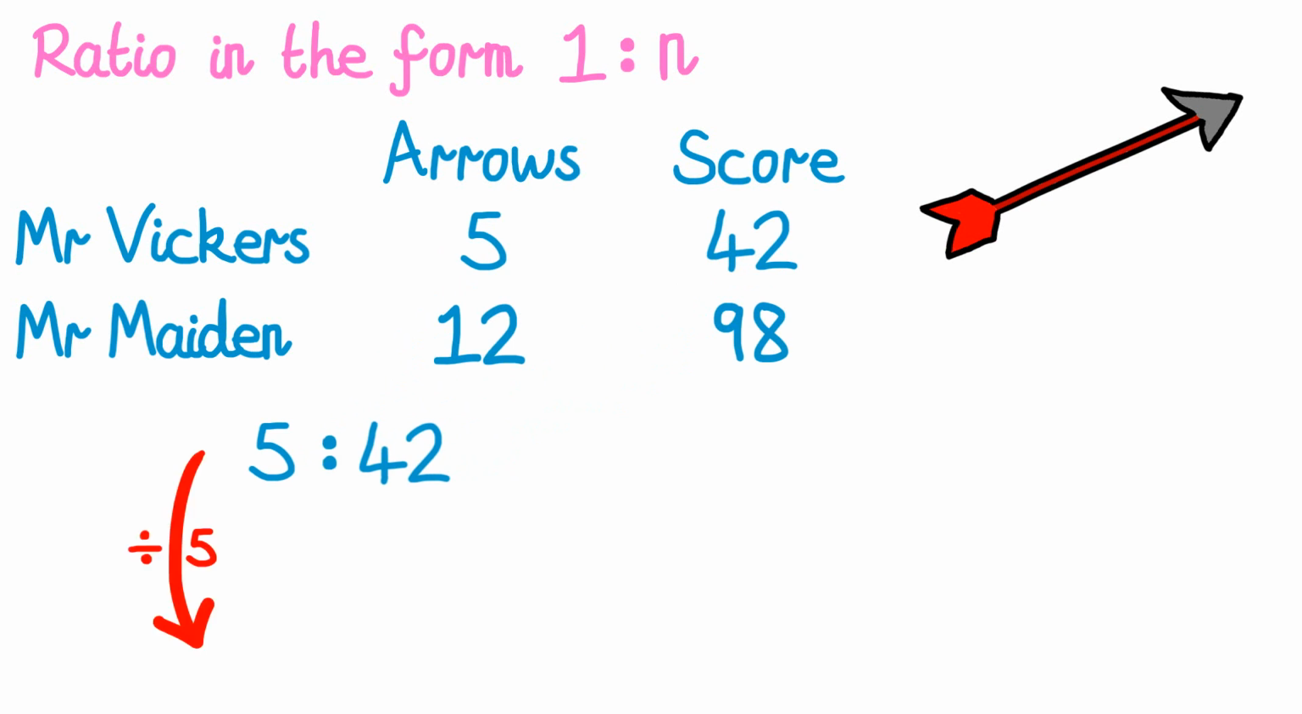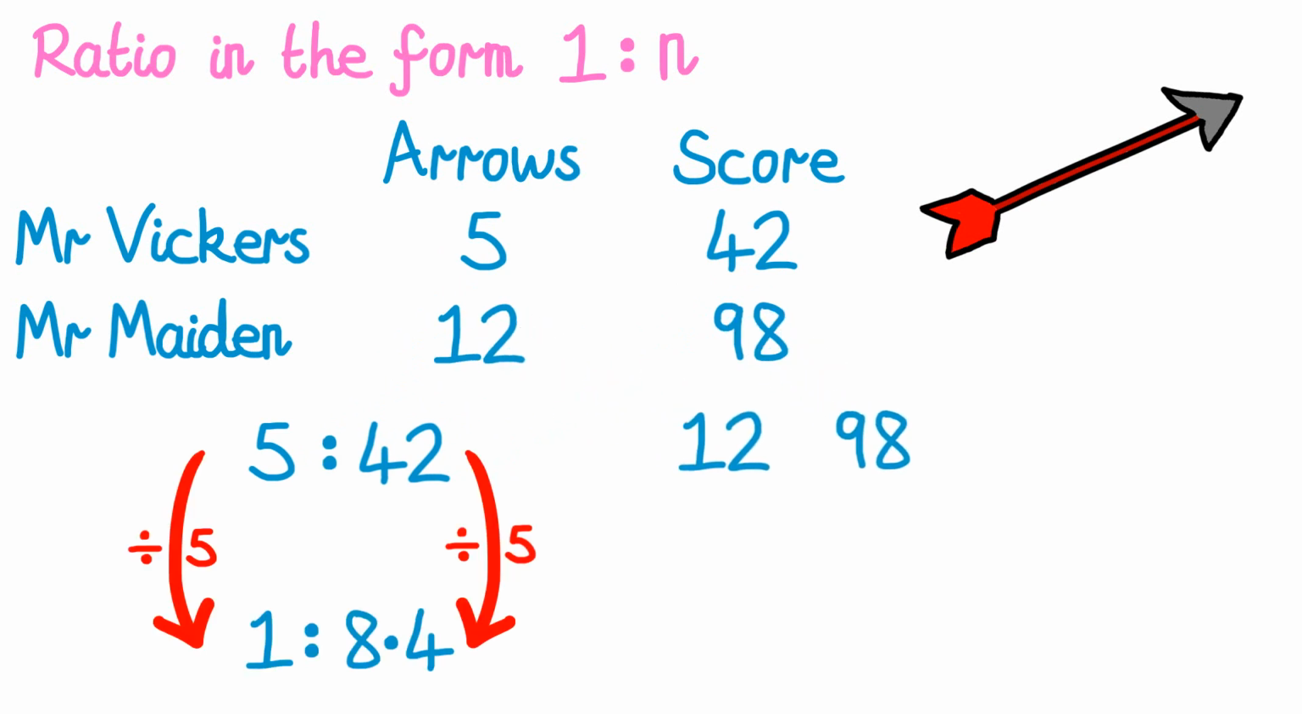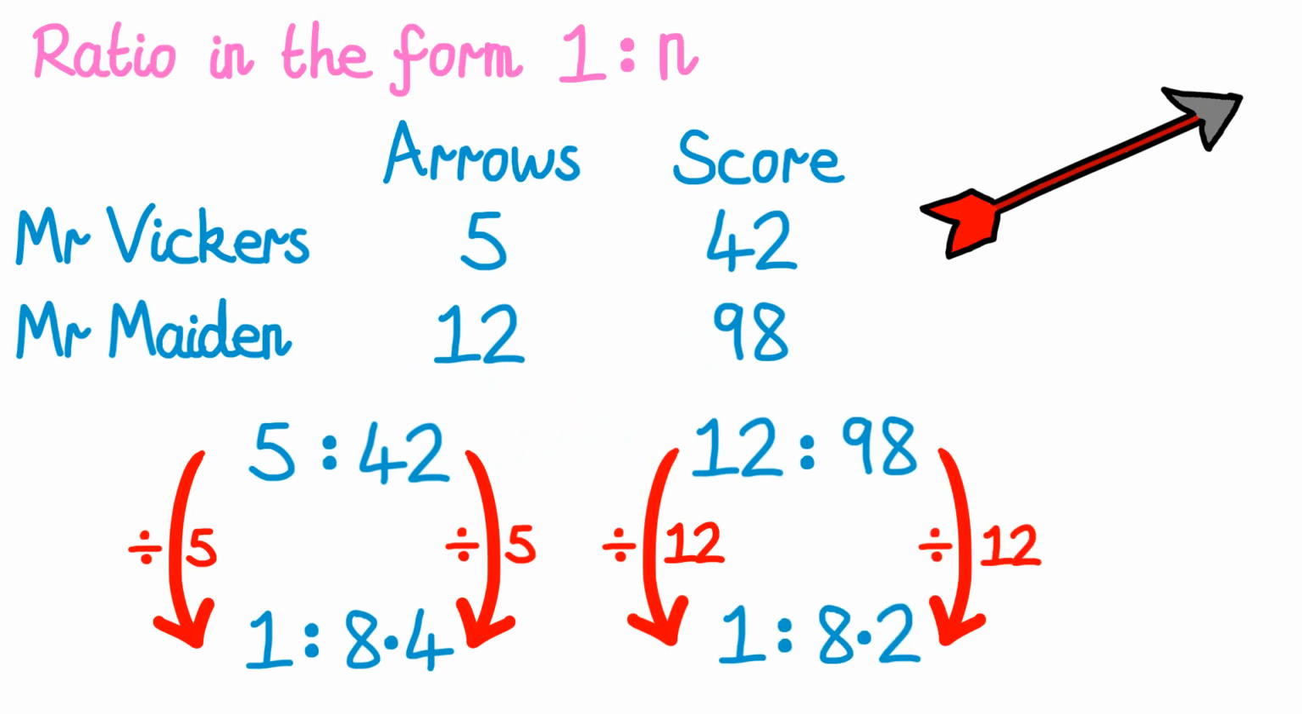Well, if we write them as ratios and change them into the form 1 to n like we just did before, we find Mr Vickers is 1 to 8.4, whereas Mr Maiden is 1 to 8.2. Now this means that for every one arrow Mr Vickers scores 8.4, whereas Mr Maiden scores 8.2, so arguably Mr Vickers is better at firing arrows.